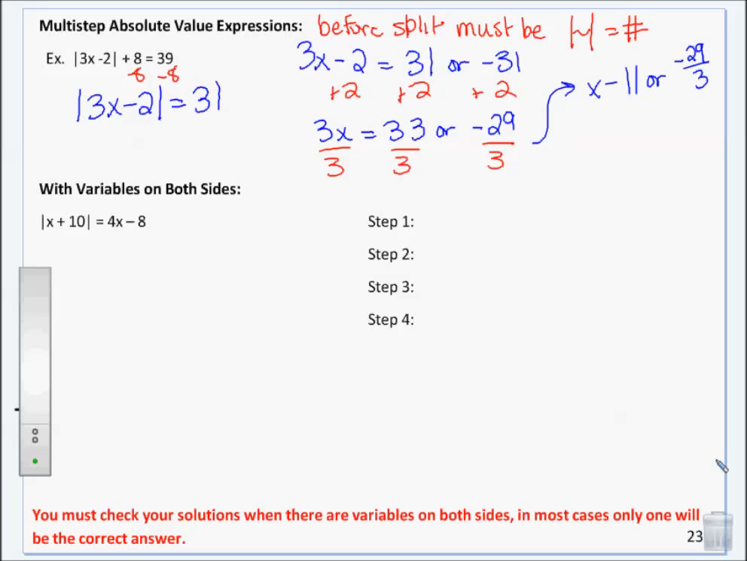Sometimes there are variables on both sides. And when this happens, we do need to split it into two separate equations. So we'll split. And I'm going to write it here and here. So I've got x plus 10 is equal to 4x minus 8. And x plus 10 is equal to negative 4x minus 8. That whole expression, 4x minus 8, needs to be made negative.